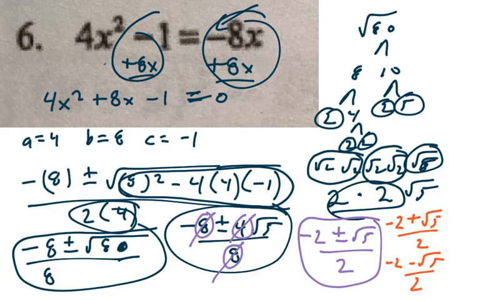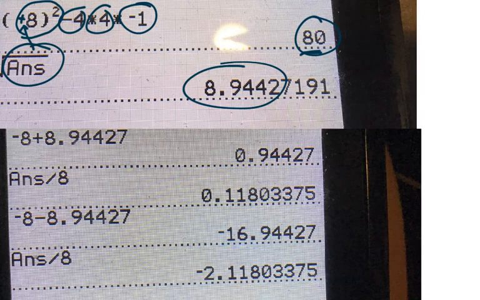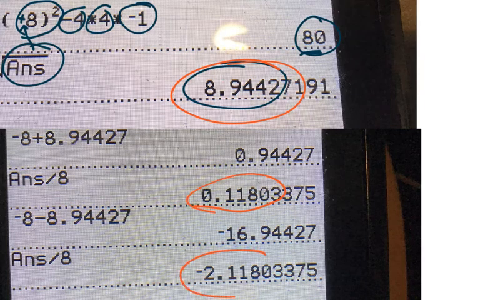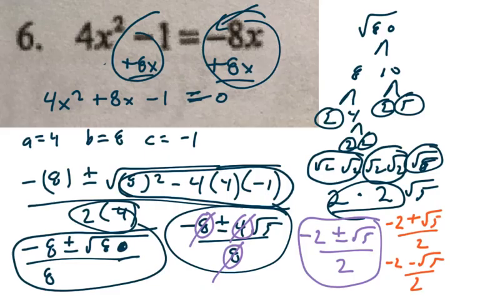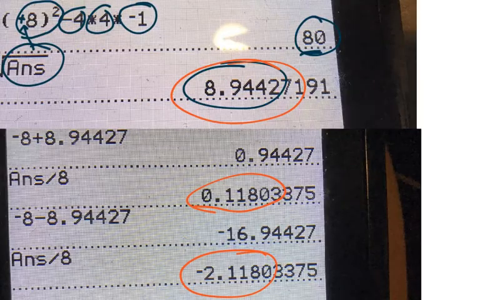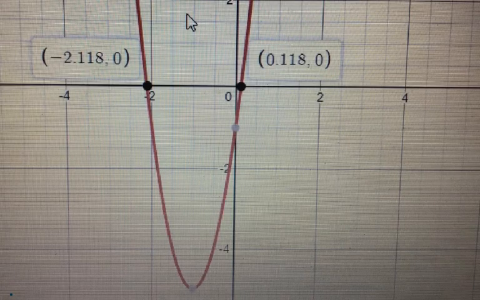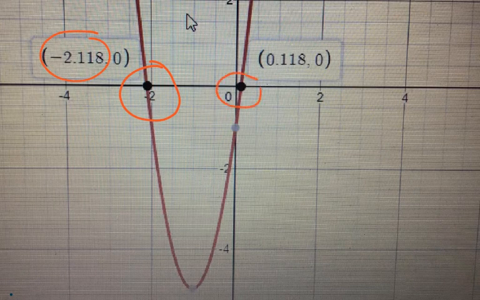Okay? Now, the thing I want to show you real quick is I went ahead and used the square root of 80. And these are the actual decimal answers, which are exactly the same as these two. If you put these two in your calculator, guys, you will get 0.118 and negative 2.118. And the only reason I'm bringing this up is I want to make sure you understand what the square root actually does. See how I got a root here at negative 2.118? And over here on the right side, it's crossing the x at 0.118.